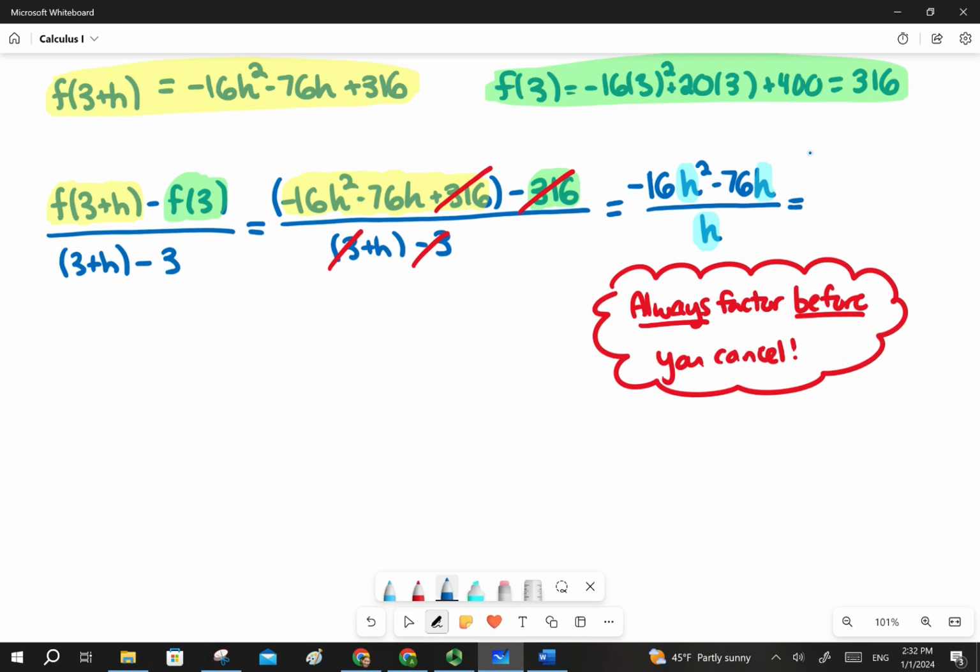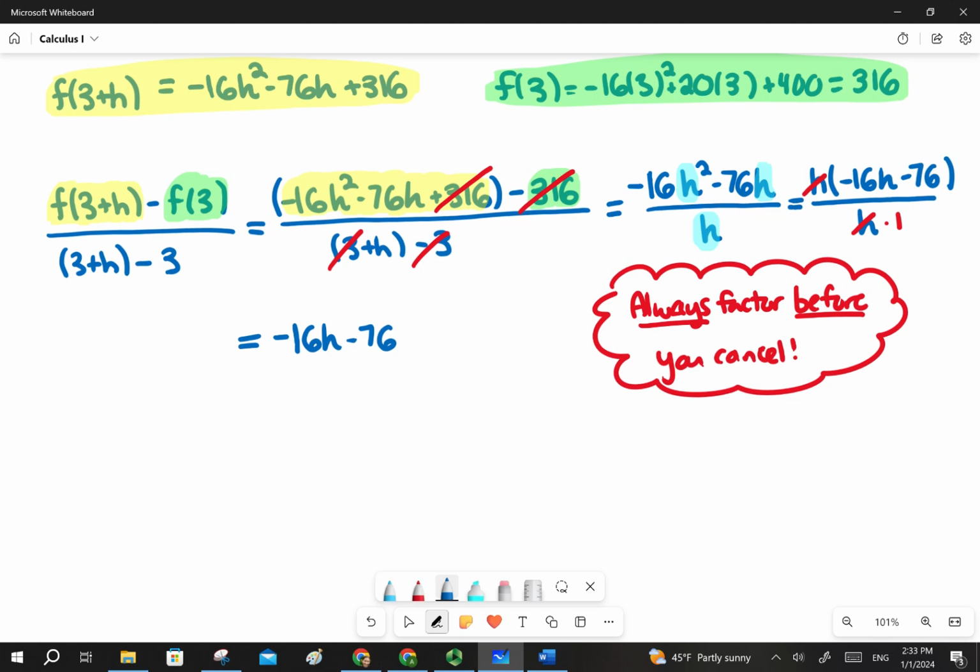When I factor out the h, I get h times (negative 16h minus 76) all over h. Then notice that because there is just an h in the denominator, when we cancel it out, it leaves behind a 1. But dividing by 1 doesn't do anything, so we can write the expression as just the numerator, negative 16h minus 76.